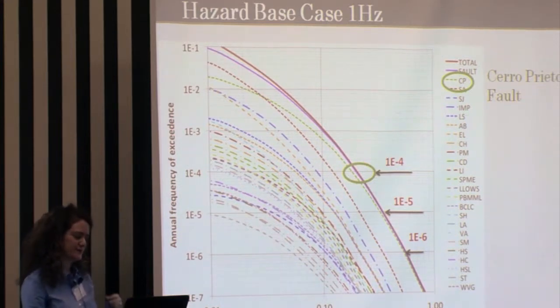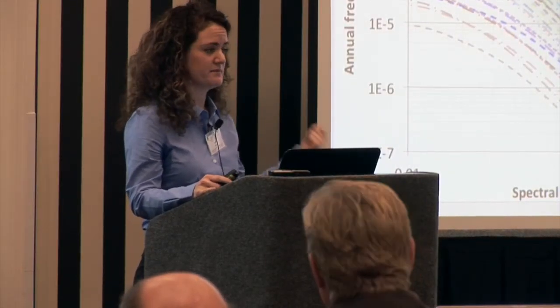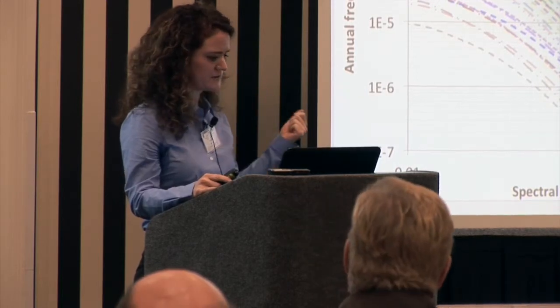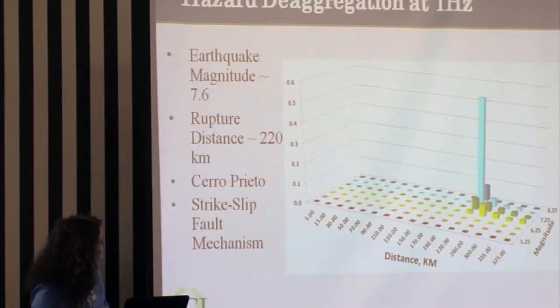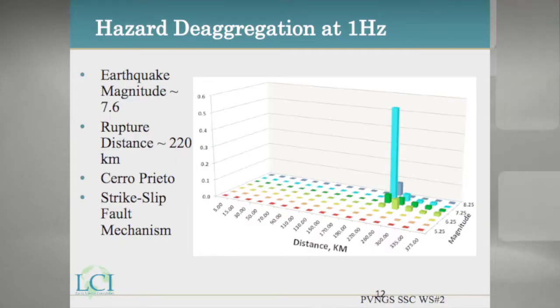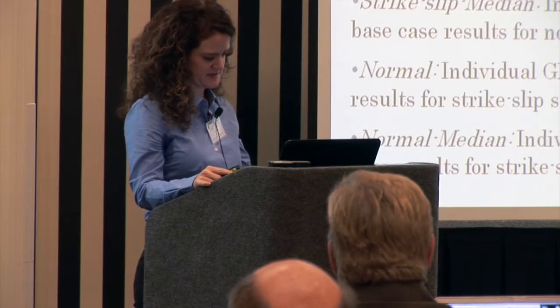So we know that for PGA at 10 to the minus 4, the Sierra Pareto is pretty much the predominant one, and it's the faults. At 10 to the minus 6, we have the background sources that are the primary contributors, the host source, and also at 1 hertz. And if we look at the deaggregation, it just shows that it's Sierra Pareto at 1 hertz. So now I'll be going into the hazard sensitivity.